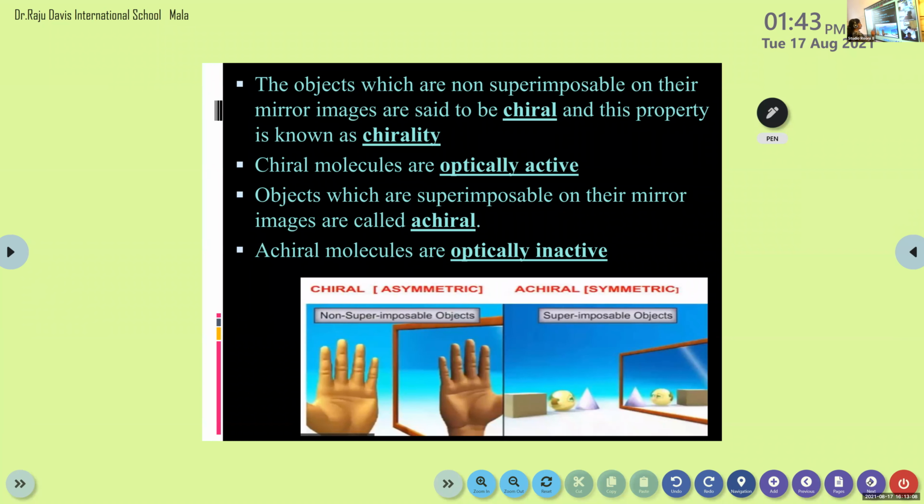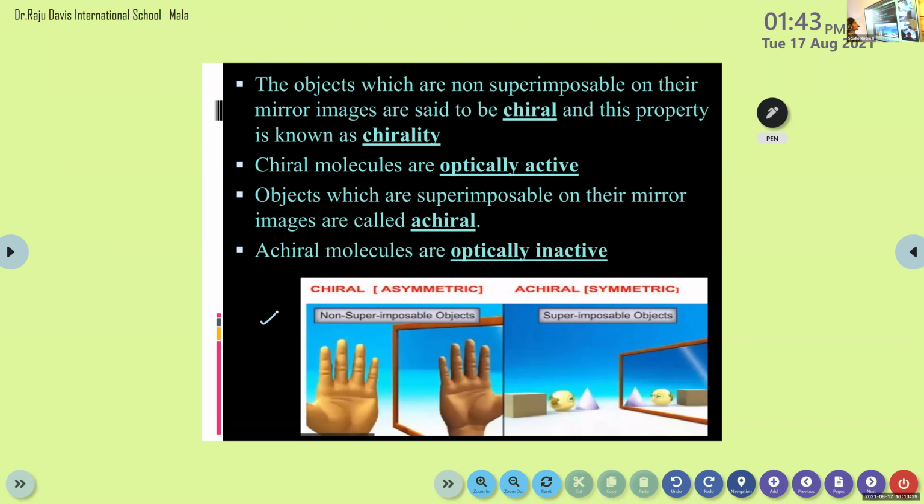Then you look at the examples given here, non-superimposable and superimposable objects. In the case of a sphere, when you take the mirror image of the sphere, it will look similar, right? Same in the case of a square, triangle, cone, etc. But in the case of a hand, it is a non-superimposable mirror image because the thumb will be in a different direction. Not only the thumb, all other fingers are in the opposite direction compared to the next one.